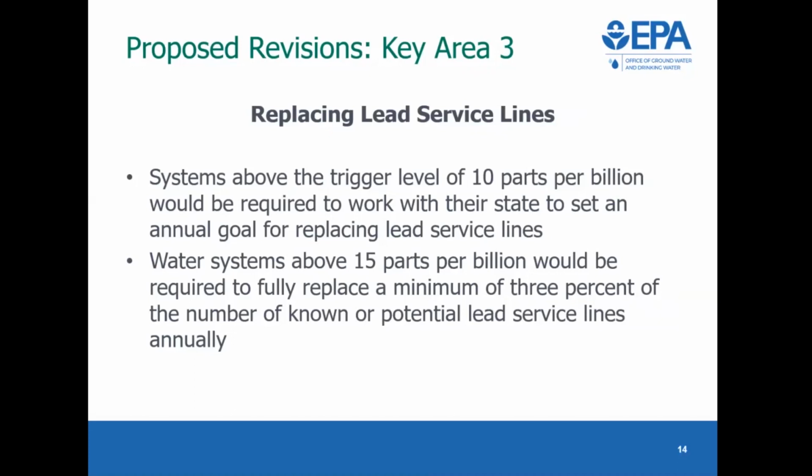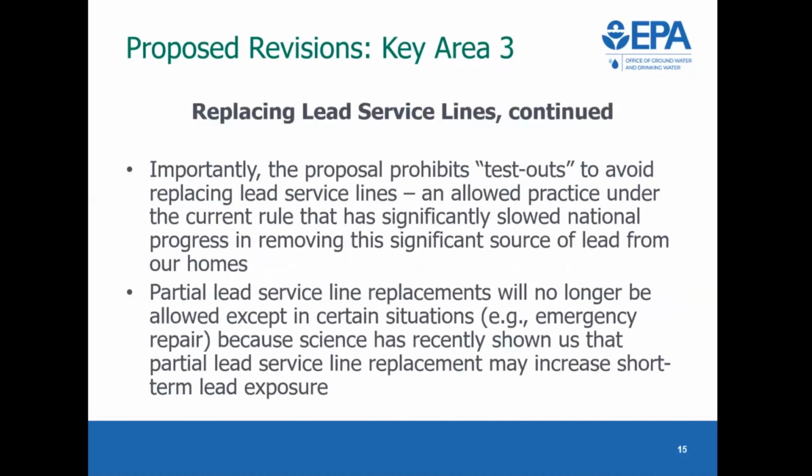And once sampling shows that the system has improved water quality and they're below the trigger or action level for 2 years, these lead service line replacement programs can end. If you remember from the current rule, if they exceed the trigger level and they are required to replace lead service lines, the rate of replacement is 7%. And then you see here from our proposed revisions, the replacement rate is 3%.